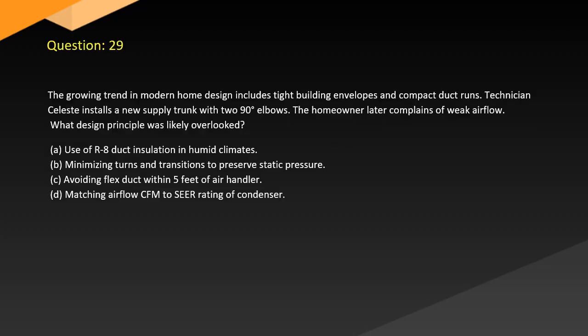Question 29. The growing trend in modern home design includes tight building envelopes and compact duct runs. Technician Celeste installs a new supply trunk with two 90-degree elbows. The homeowner later complains of weak airflow. What design principle was likely overlooked? A. Use of R8 duct insulation in humid climates. B. Minimizing turns and transitions to preserve static pressure. C. Avoiding flex duct within 5 feet of the air handler. D. Matching airflow CFM to the AHRI rating of the condenser.